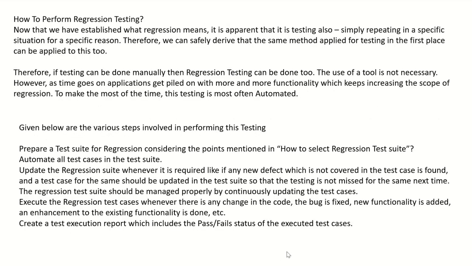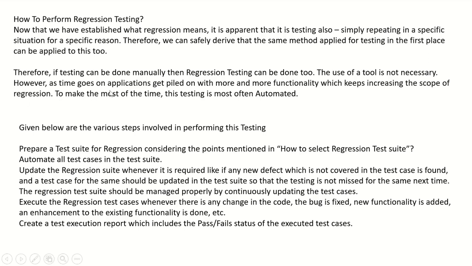So how to perform regression testing? Now that we have established what regression means, it is apparent that it is simply testing again, repeating one specific situation for a specific reason. Therefore, we can safely derive that the same method applied for the testing in the first place can be applied here too. So if testing can be done manually, then regression testing can also be done manually. The use of a tool is not necessary.